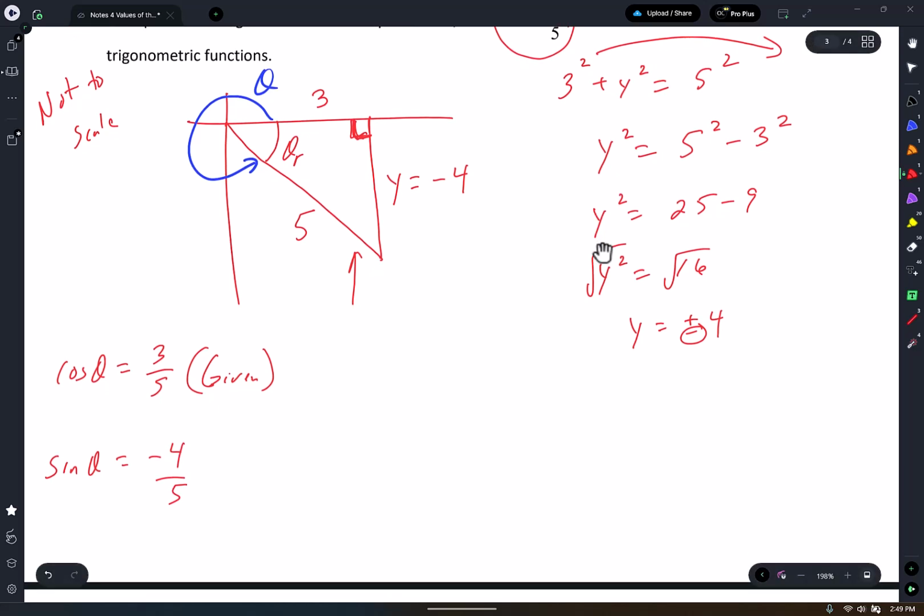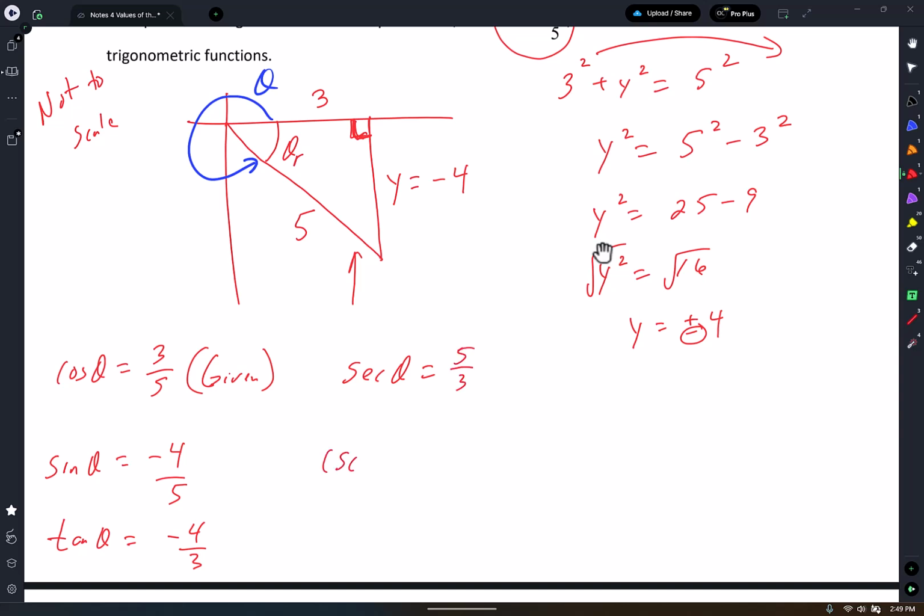Do you guys see what we did? Tan theta. Opposite over adjacent, negative 4/3. Are we still cool, guys? All right, here we go. Secant. Secant is the reciprocal of cosine, 5/3. Cosecant. Make sure to put theta, because you need an argument for all of them. Negative 5/4. If you want to put the negative with the 4, that's fine. I just took the reciprocal of sine. Cotangent. No one messes up on the cotangent one. Negative 3/4.